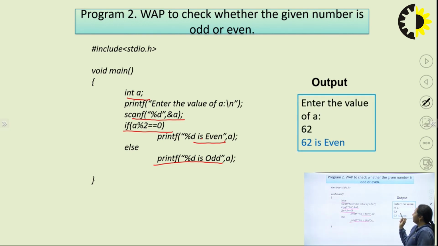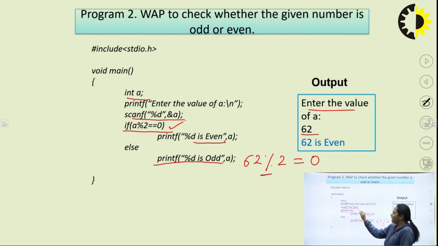Here we have the example. Let us assume the value entered by user is 62. Now, 62 modulus 2. 62 is completely divisible by 2. So, what is the remainder? Remainder is 0. We get 0 here. So, the result of modulus is 0, which means this particular if condition is true, which means the statement that is A is even is executed. So, result printed is 62 is even.